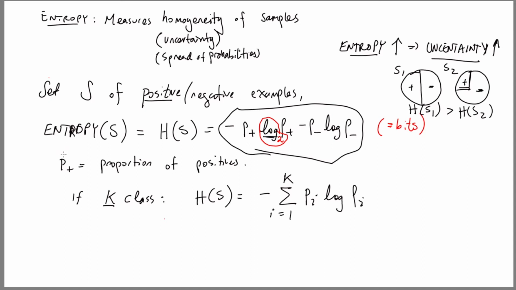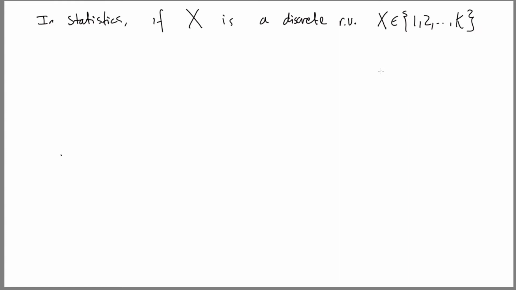Let's actually look at a more general definition. In statistics, if X is a random variable, let's say it's a discrete random variable that takes on values 1 up to K, with probability of X equals Xi equal to Pi. In other words, I'm just giving you a distribution for a discrete random variable. It can take any value 1 to K, and it takes on that value with probability Pi.